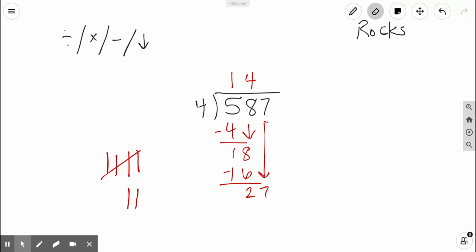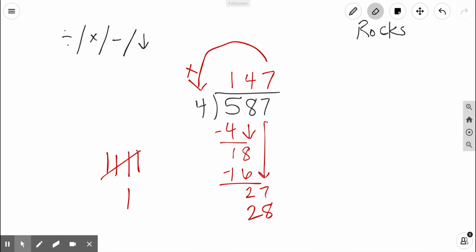And I have 7 tallies there. So I'm going to put a 7 above that 7 inside the bracket. And 7 times 4 is 28. Uh-oh, I've made a mistake. Did that on purpose.